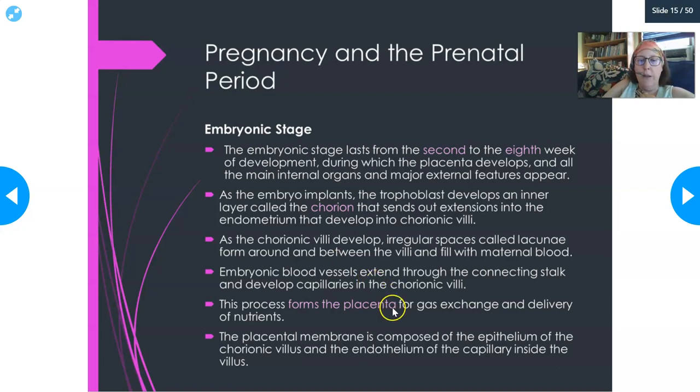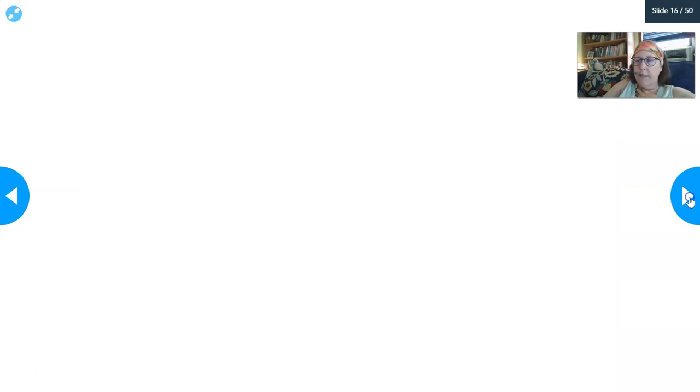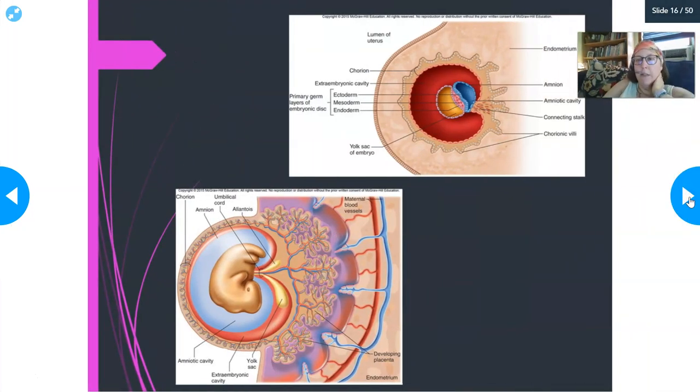But it's where there's that connection between the two. So in this process, the embryonic blood vessels will extend through the connecting stalk and develop capillaries in the chorionic villi, and that basically is the beginning of the formation of the placenta. And the role of the placenta is gas exchange and delivery of nutrients, and then removal of waste and stuff. The placental membrane is composed of the epithelium of the chorionic villus and the endothelium of the capillary inside the villus. So it's an interface between mom and baby, basically, across capillaries.